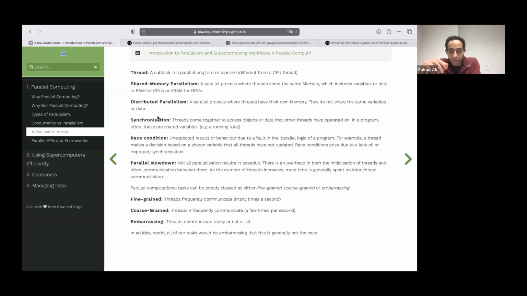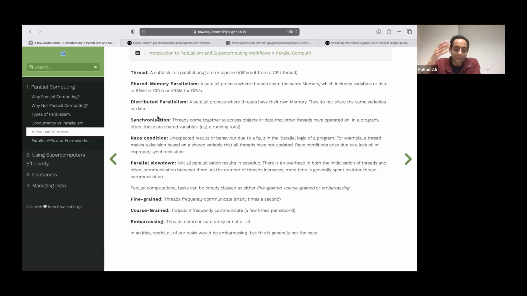There is time spent on that communication. And as you add threads, that communication time increases. So you can actually get a slowdown from parallelization if you haven't optimized it properly. And when we talk about parallelization, we can classify the different tasks into basically three categories. And those are fine-grained, coarse-grained, or embarrassing.